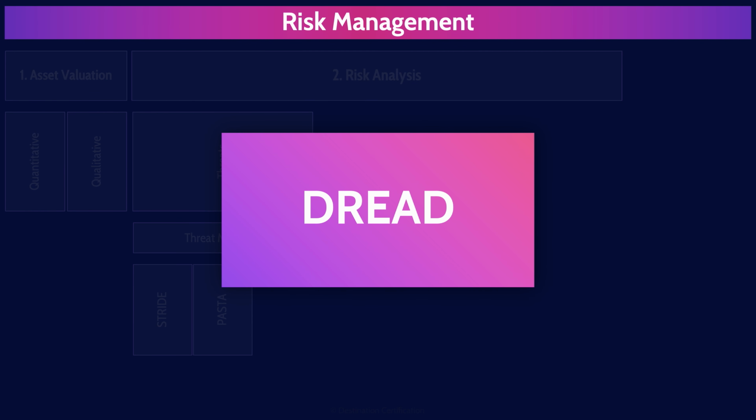The third methodology that you should know about is DREAD. DREAD is different than STRIDE and PASTA. DREAD is not used to identify threats, but rather it's used to prioritize a list of threats that have already been identified. STRIDE and DREAD are often used together. The former is used to identify the threats, while the latter is used to prioritize the identified threats.